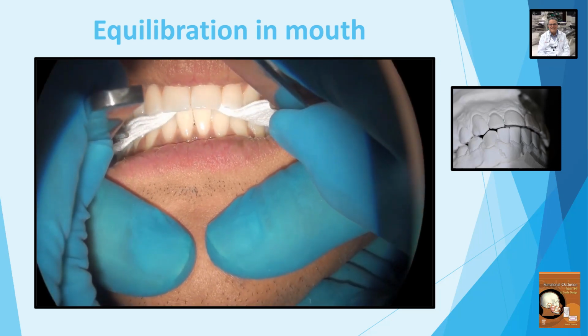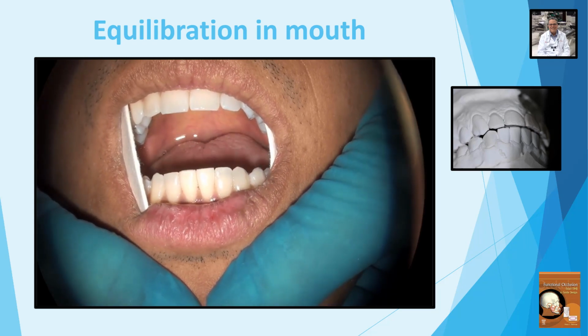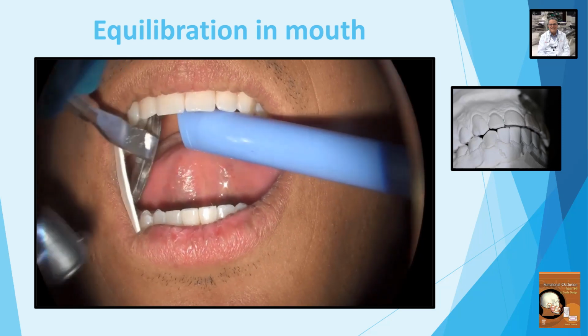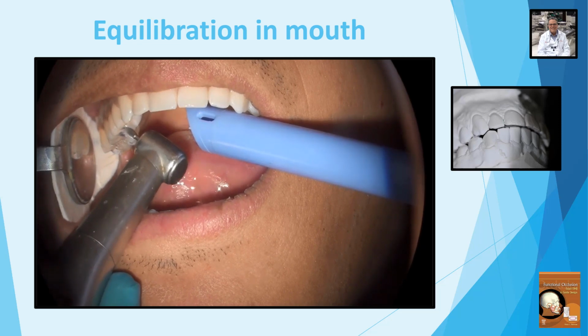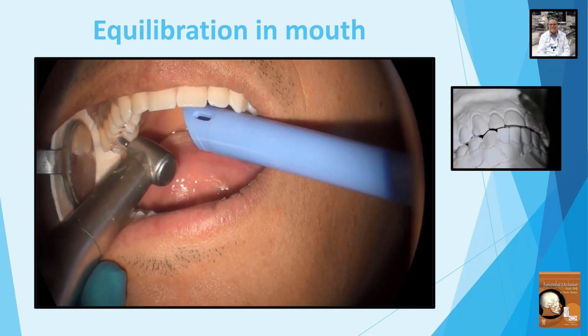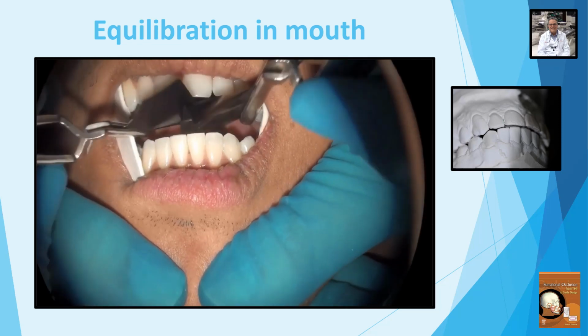Moisture is always a problem. You notice he has dry foils on the side and he's using cotton rolls. The more dry you can keep it, the more accurate your markings will be and the better they are to see. Again, there's an incline. He's leaving the marginal ridge. That'll be the flat spot. And he's taking away the incline that rides up towards that lingual cusp tip.